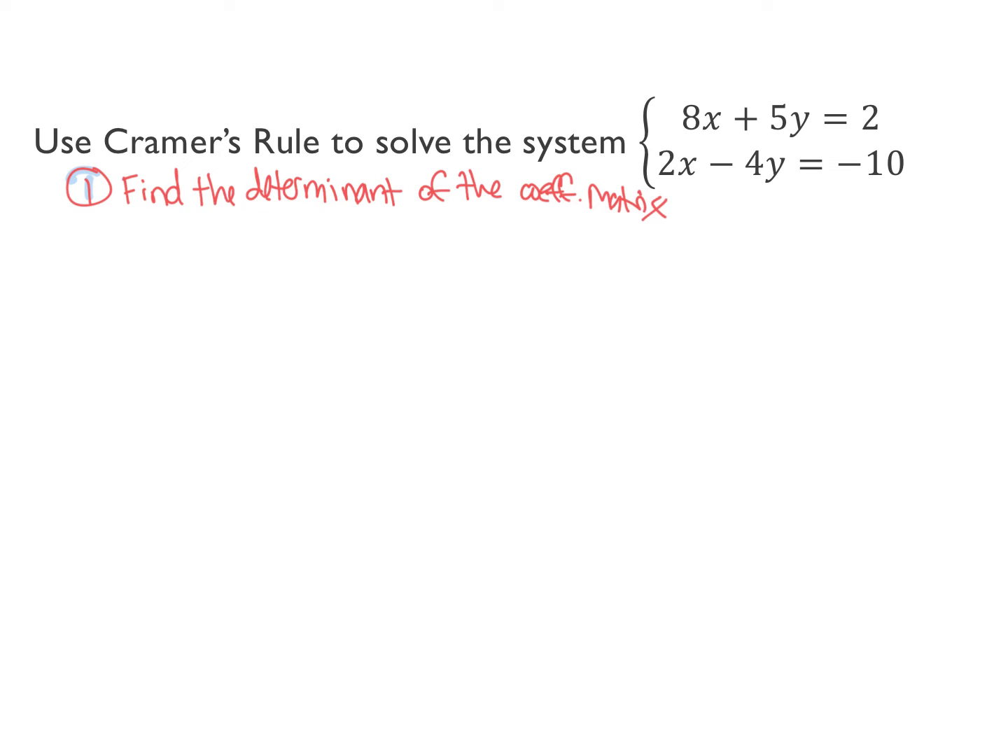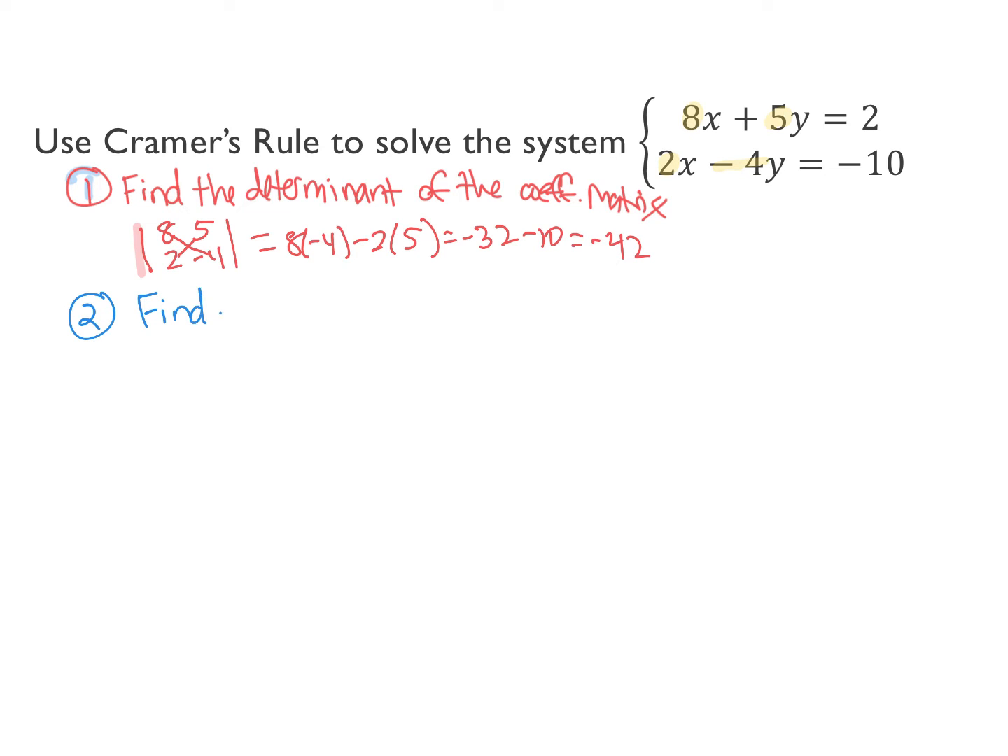And remember our coefficient matrix, we're thinking the 8, the 2 for column 1, the 5, and the negative 4 for column 2. Okay, so our determinant, 8 and 2 is our first column, 5, negative 4, the second column. Remember we start our diagonals from the top left. 8 times negative 4 minus 2 times 5, which would be negative 32 minus 10, or negative 42.